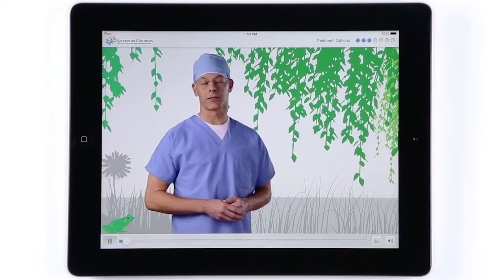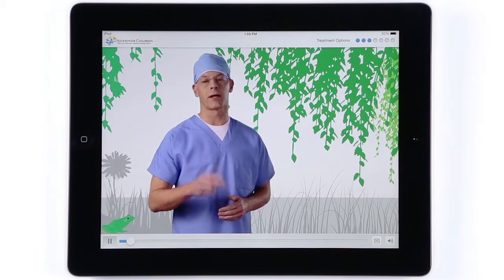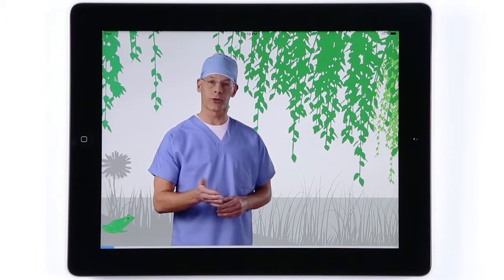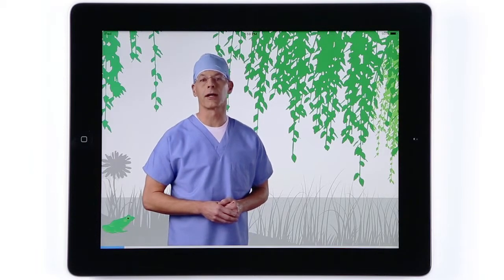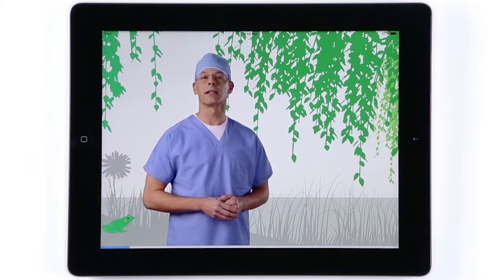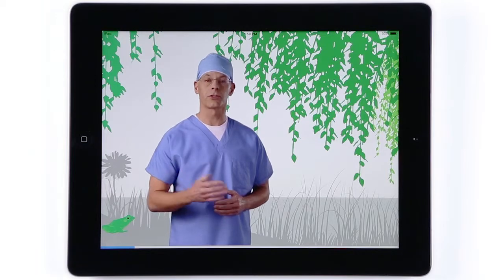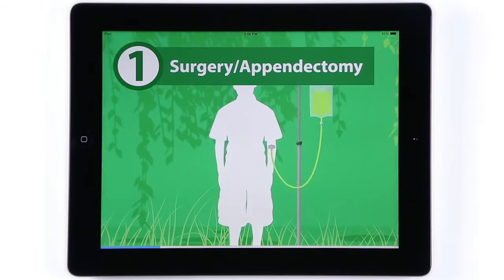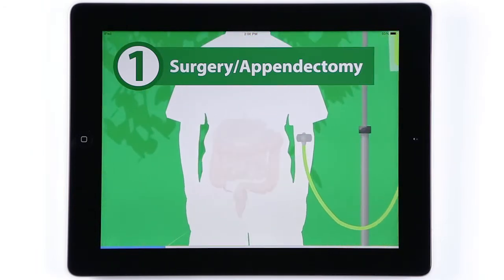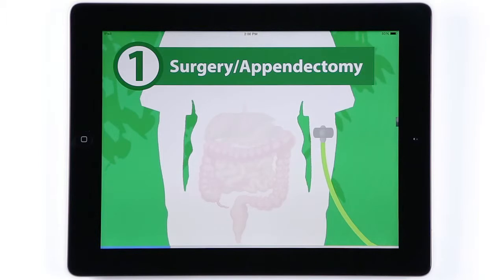Because we caught your child's appendicitis early, you have two treatment options: surgery or treatment with antibiotics alone. The first option is surgery to treat your child's appendicitis. It's called an appendectomy. Here's what it means for you. Your child will be given antibiotics in their IV. Before starting surgery, they'll be given general anesthesia to put them to sleep. Surgery is usually performed by making 3 small cuts on the belly. The picture shows the most common locations of these incisions.